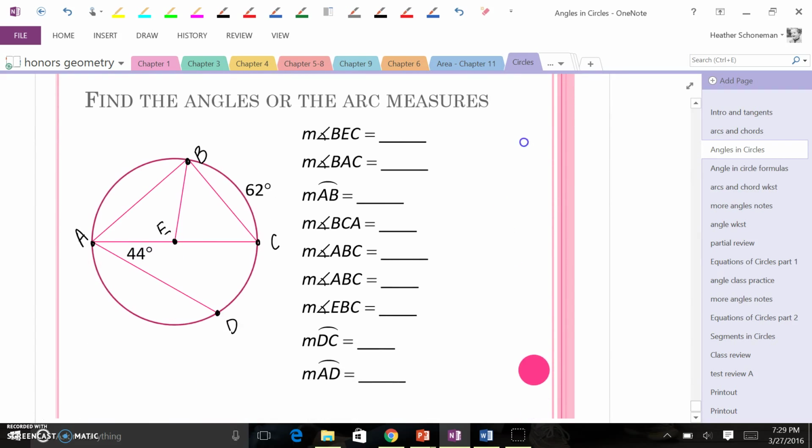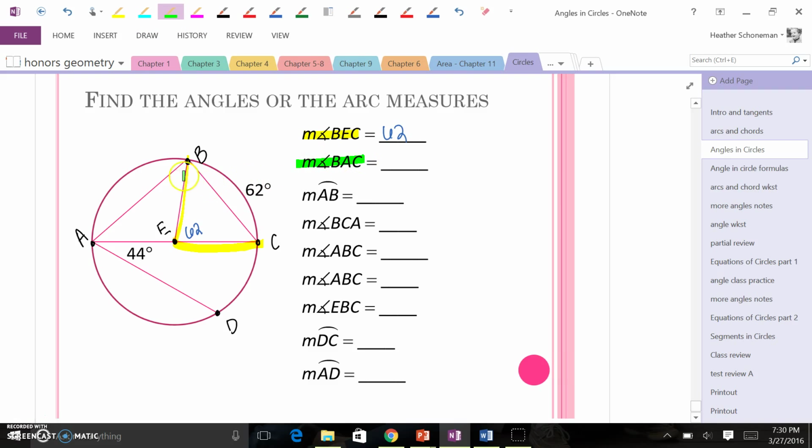Okay, last example. This has got a lot going on, and I'm going to go through it quickly, so just pay attention. Here we go. First, they want BEC. BEC is formed by two radii. Its vertex is on the center. It's a central angle, so the angle's got to measure the arc. This is 62.